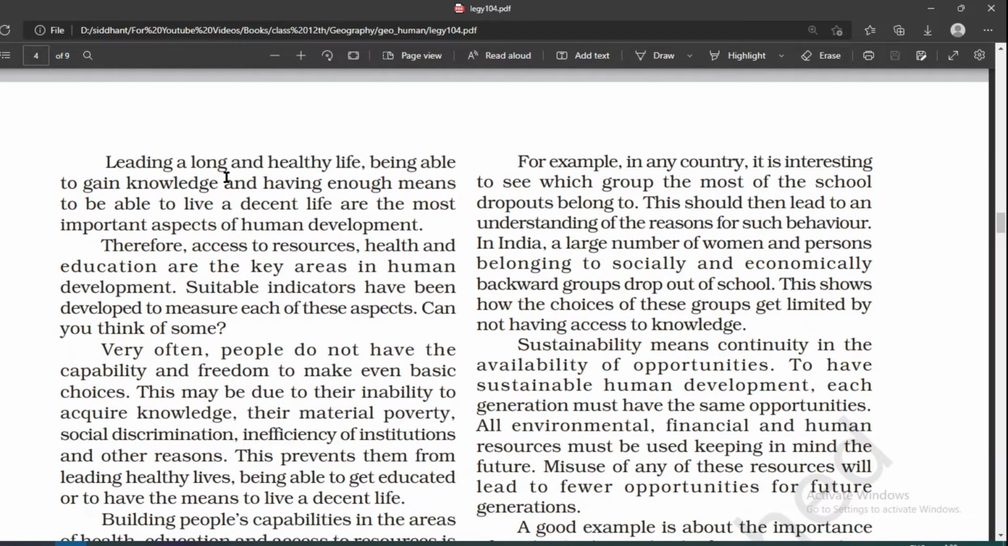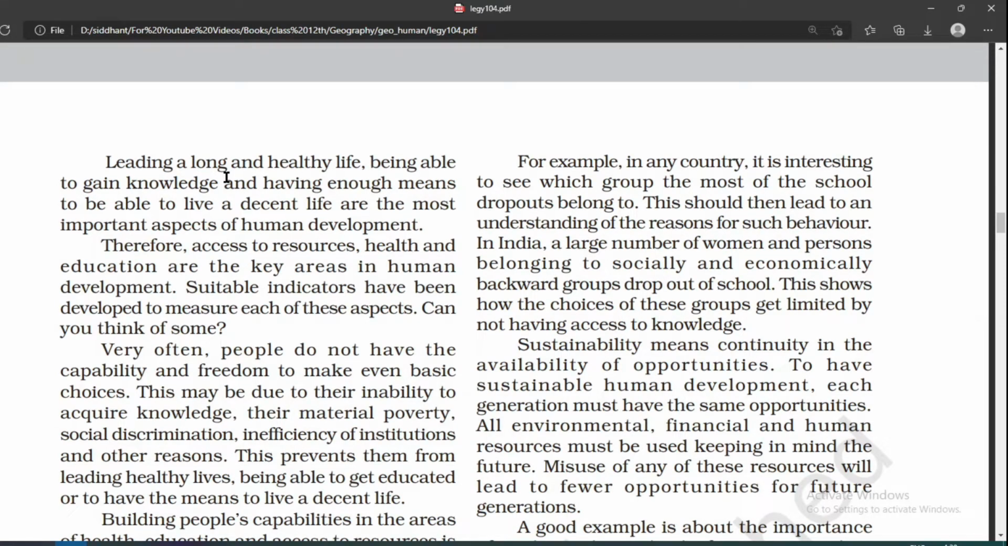Leading a long and healthy life, being able to gain knowledge, and having enough means to be able to live a decent life are the most important aspects of human development. Therefore, access to resources, health and education are the key areas in human development. Suitable indicators have been developed to measure each of these aspects. Can you think of some?